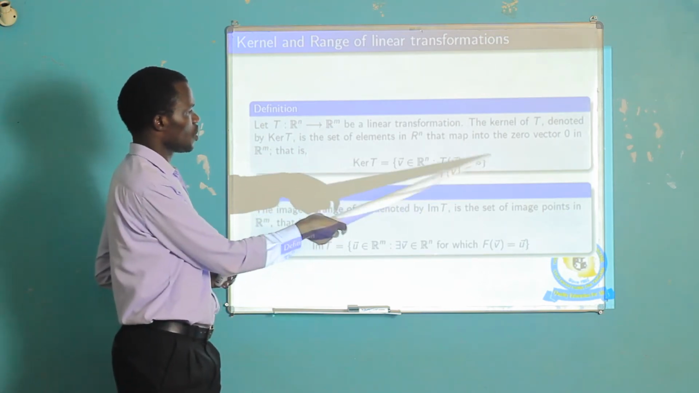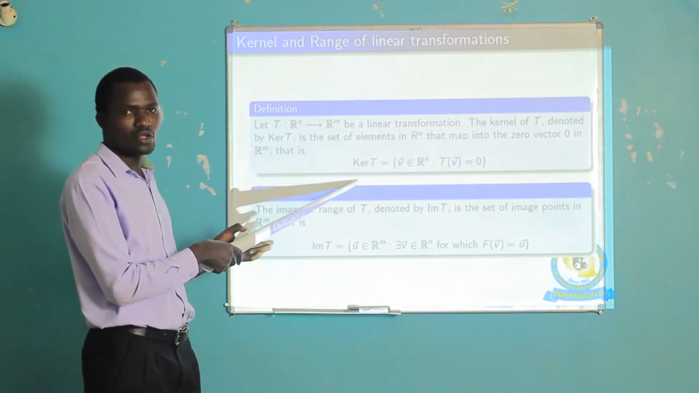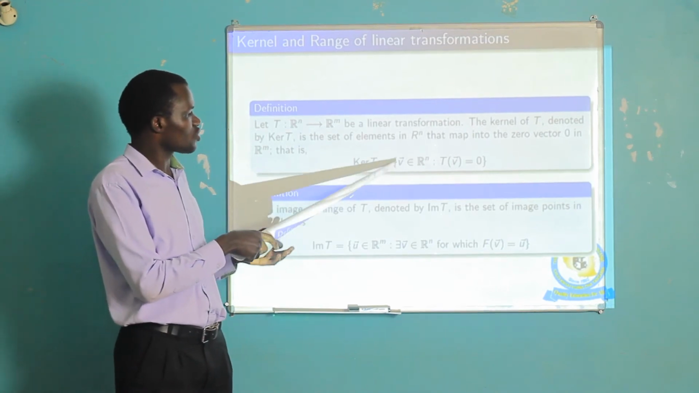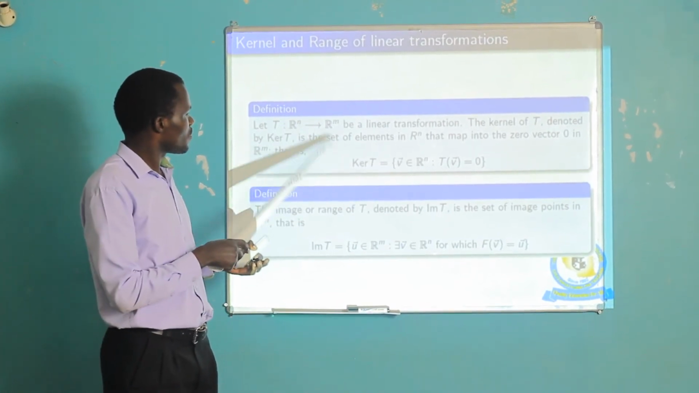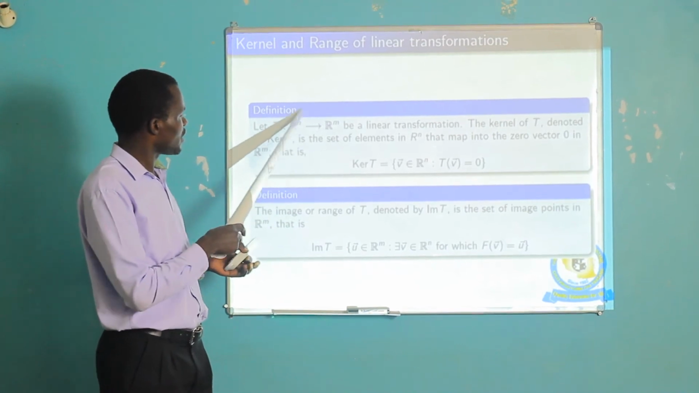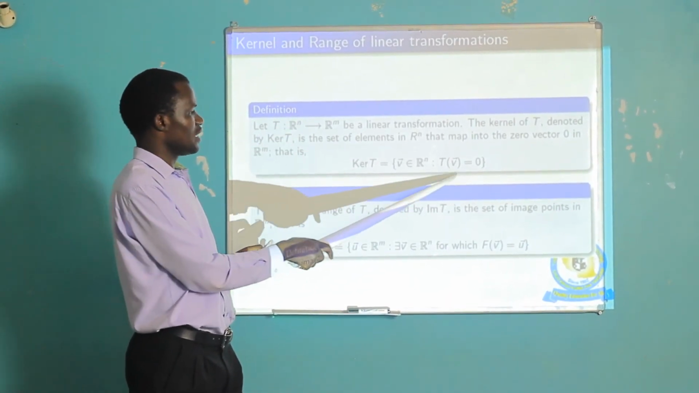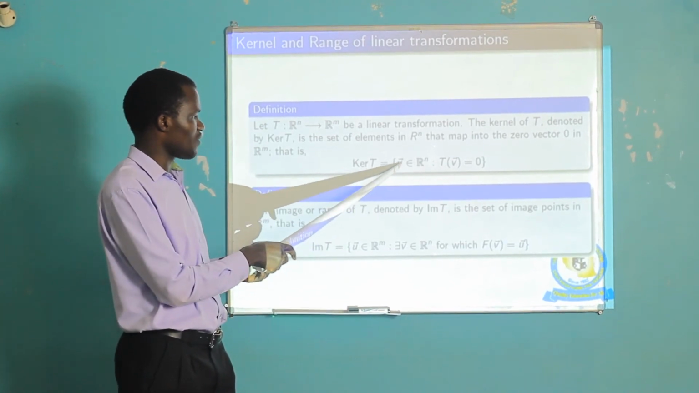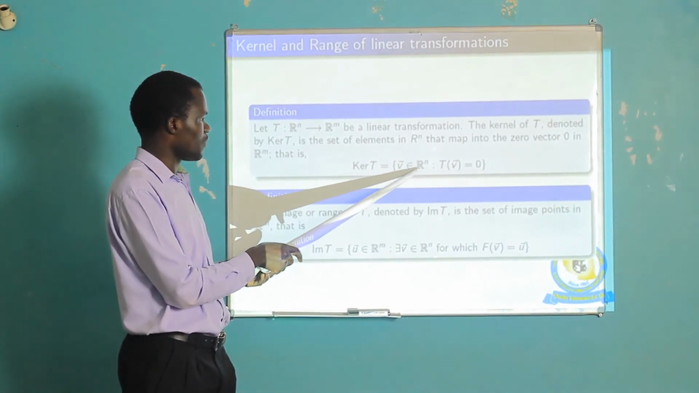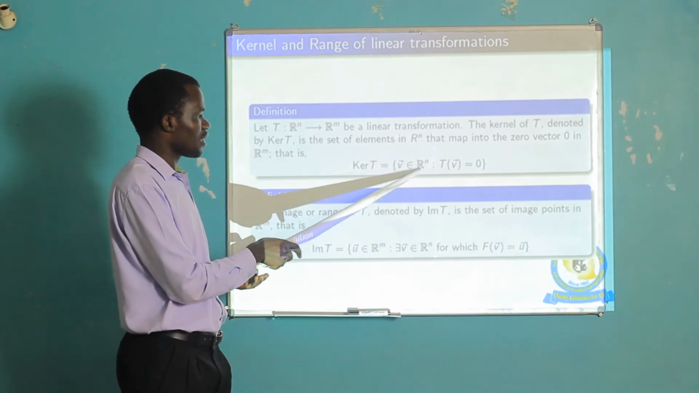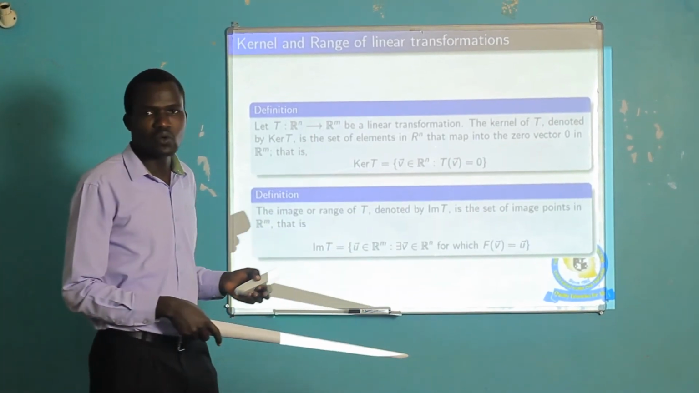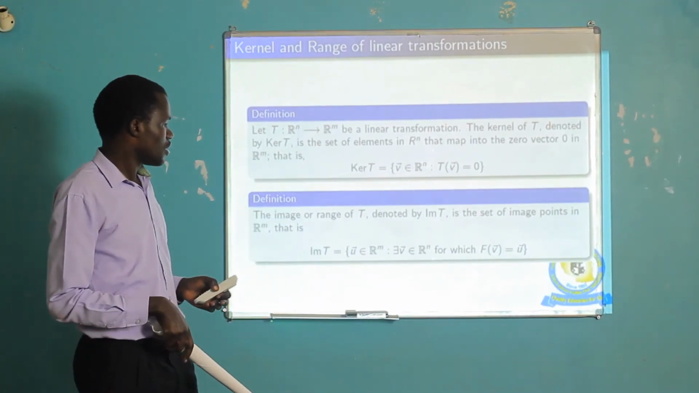In summary, the kernel of T is equal to the set of vectors v which are in the first vector space Rn, such that if you find the linear transformation of every vector here, some of the vectors here will give you the zero vector.